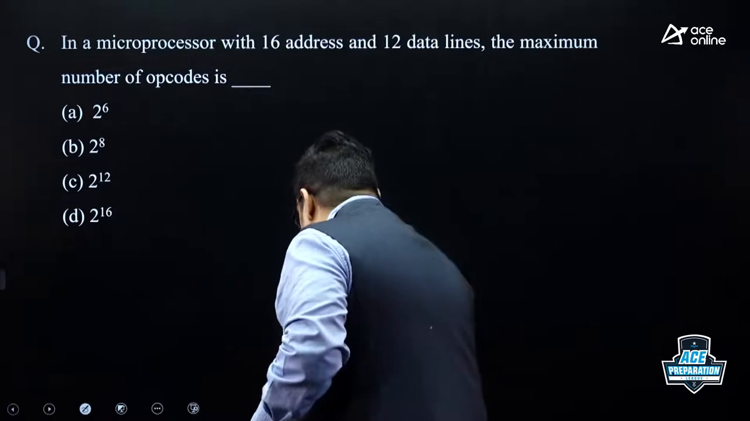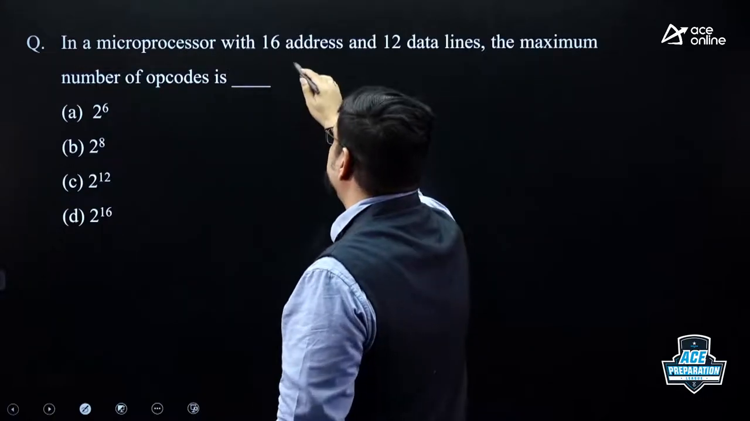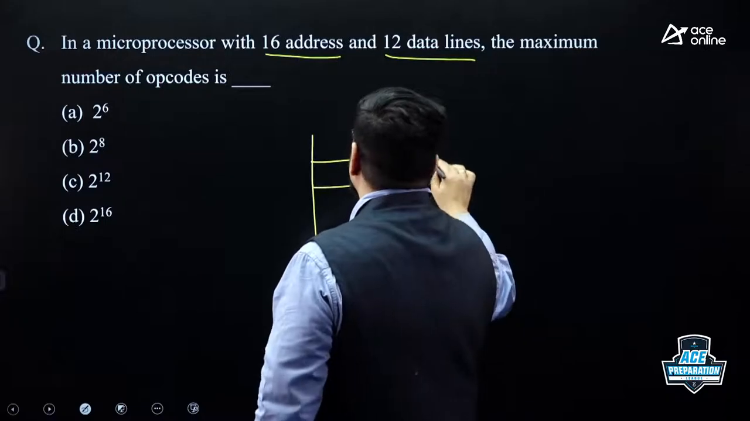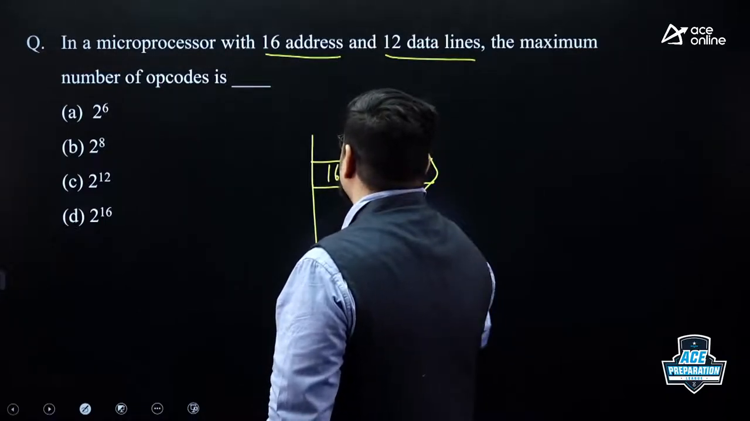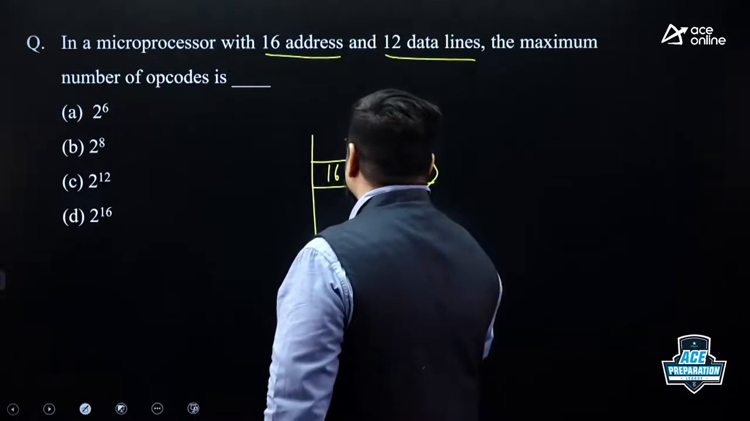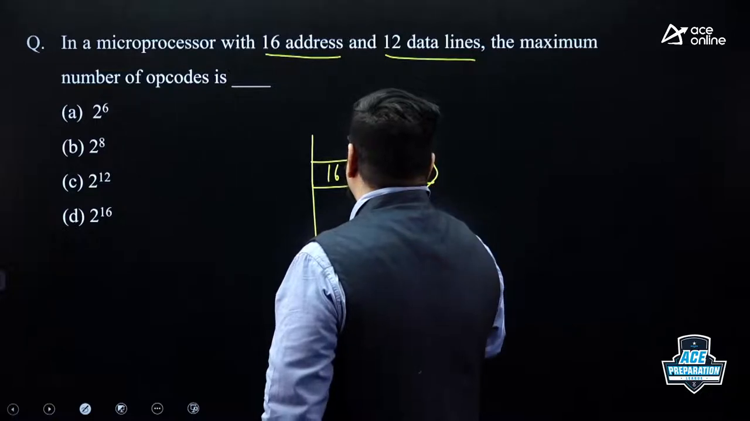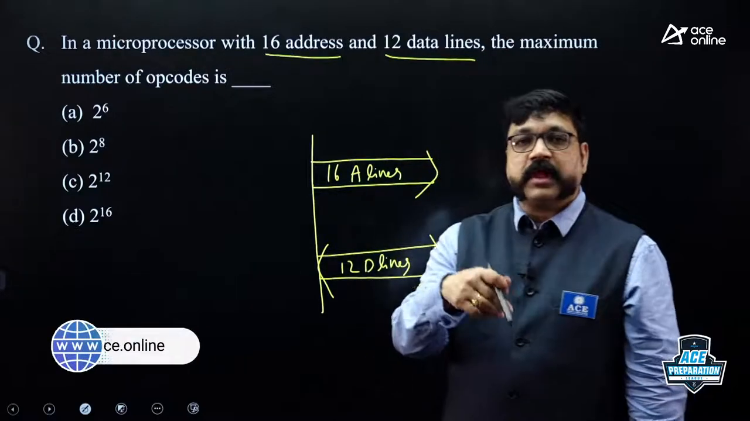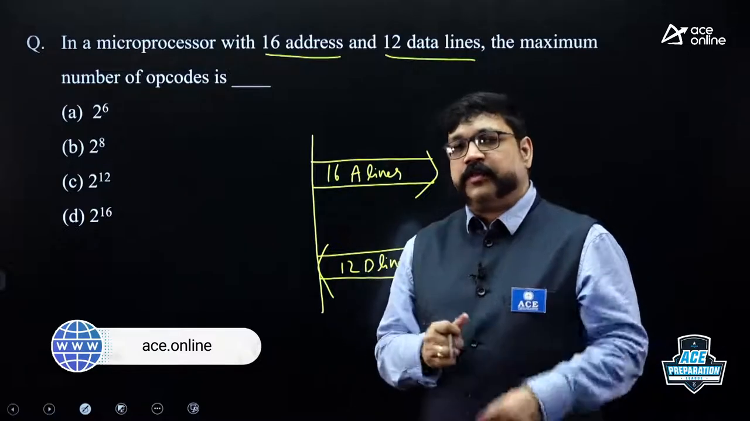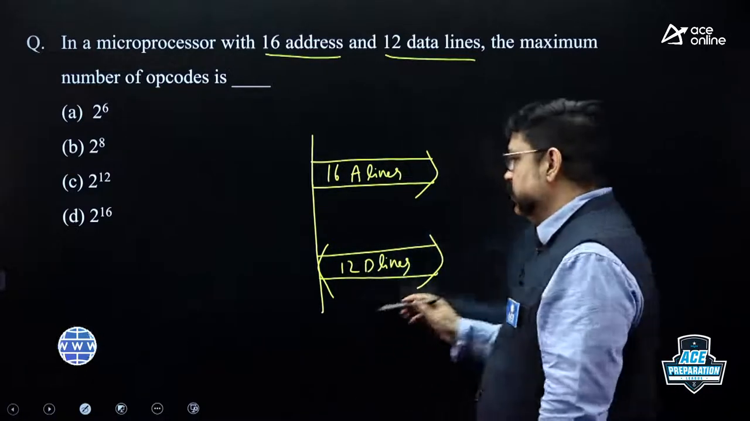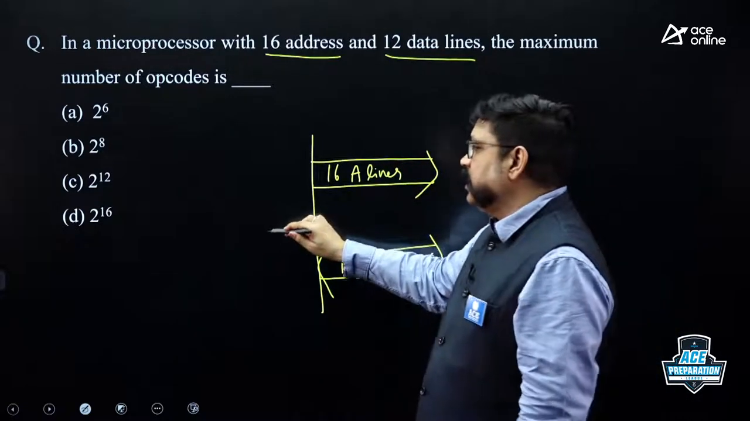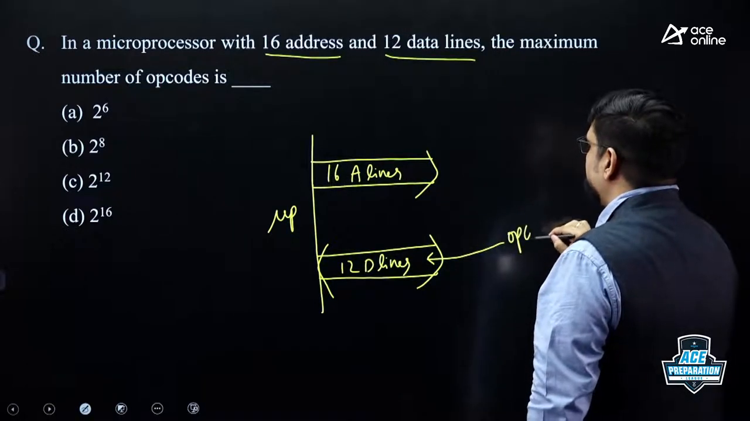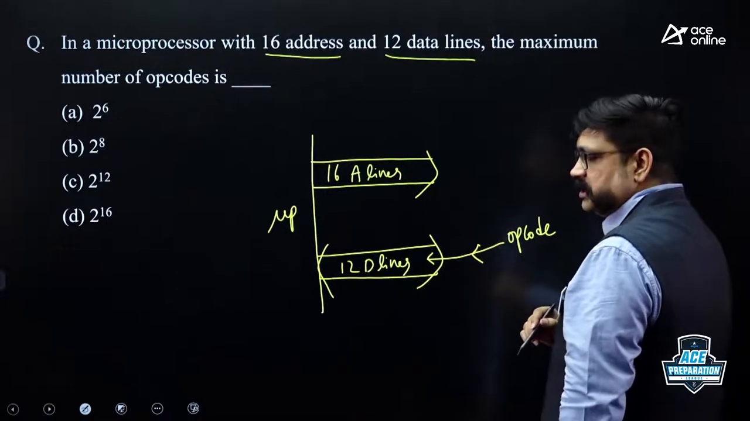So, in this question it is given, there are 16 address lines and 12 data lines. The 16 address lines are always going to be outgoing. People think data lines are meant for only data. No. Data lines are meant for sending data, receiving data, and also for receiving the opcode of the instruction. Otherwise, via which bus will the microprocessor receive the opcode? Via data bus only. So in this given microprocessor, via data bus, the microprocessor is going to receive the opcode from memory, in the read operation.